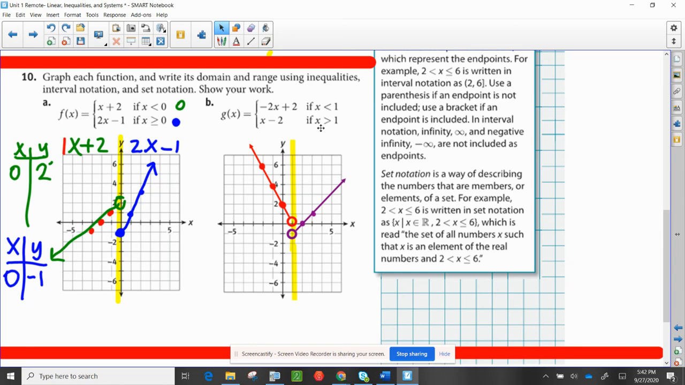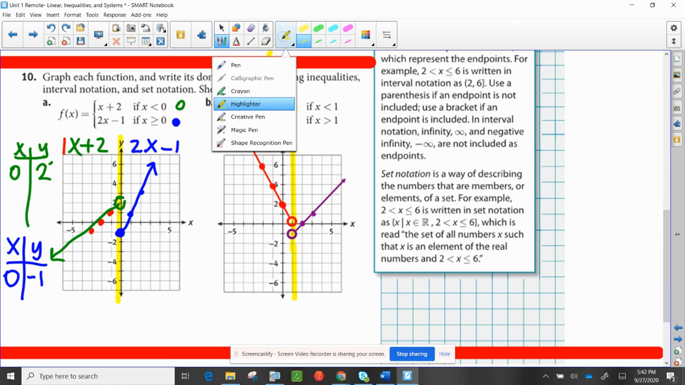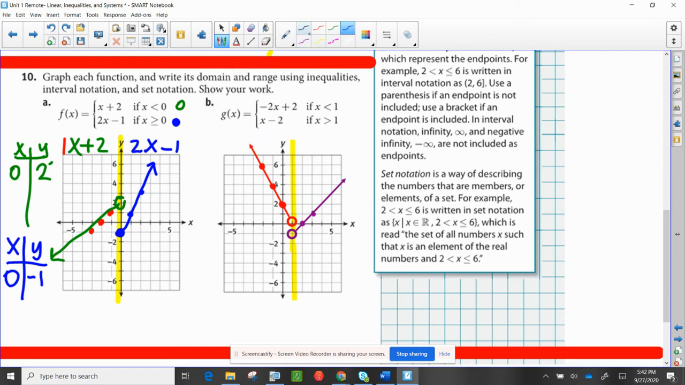Okay, when x is greater than 1, that's when we're going to use this function, x minus 2. If I plug in 1, 1 minus 2 is negative 1. So you see how they have an open circle again, because it's just strictly greater than, on negative 1. And a little imaginary slope of 1 says we just go up 1 and over 1. And that should give us the rest of our graph.